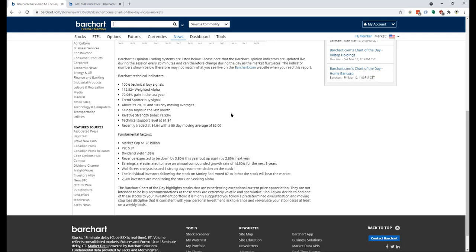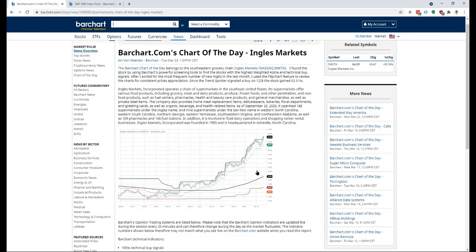If you can go back up to the top again, you can see that chart. Look at that stepping of new highs. And you can see that on the day that I recommended it, it also hit a new high. So it met all the criteria that I had. It had the high weighted alpha. It had a high Barchart opinion. It had a lot of new highs in the last month, and it hit a new high during the current trading session.